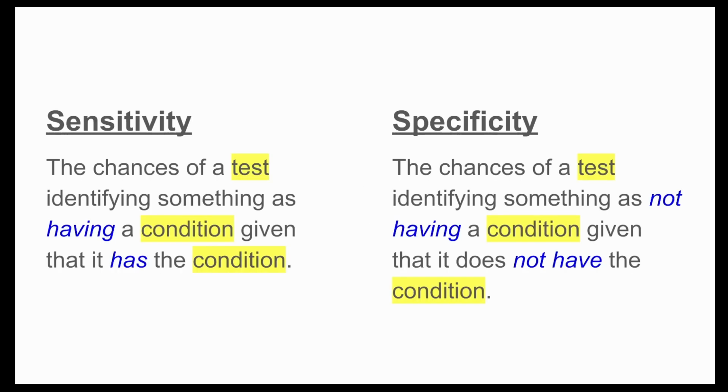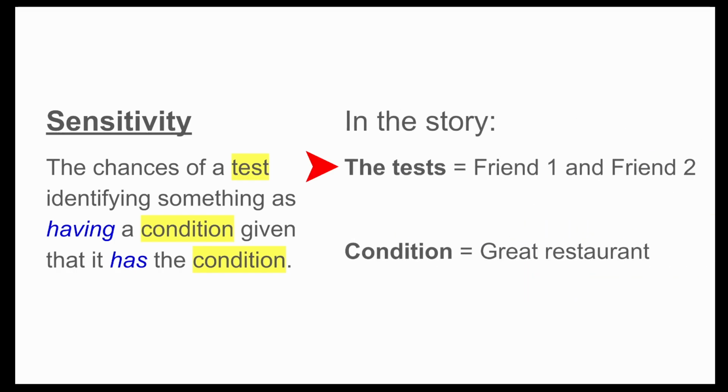We can use the story to explain sensitivity and specificity. Once again, here are their definitions, but this time I highlighted the words we are going to switch out. In the story, friend 1 and friend 2 were 2 different tests. Also, being great was the condition.